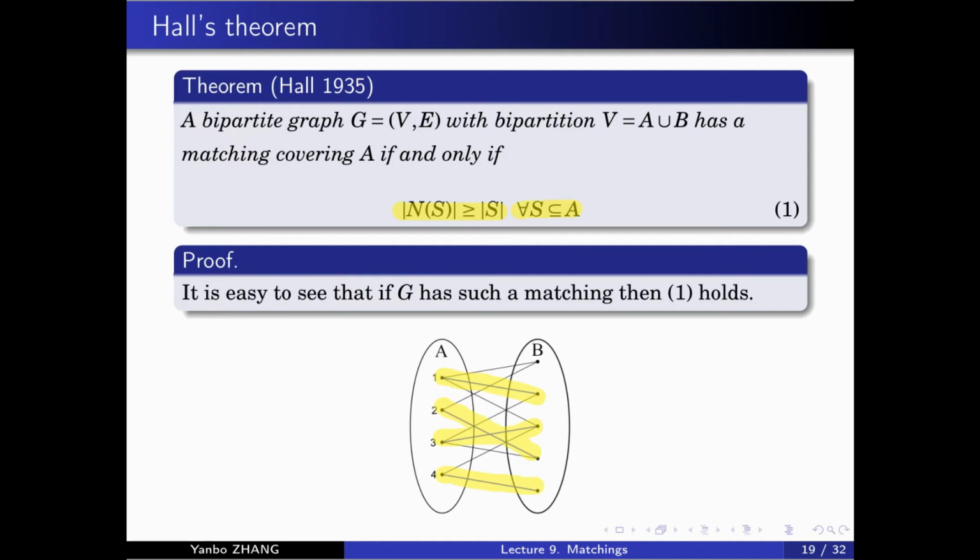Or we can prove the necessity by contradiction. If for some subset S, the size of N(S) is less than the size of S, then we cannot find a matching covering S, and so there is no matching covering A, which is a contradiction.